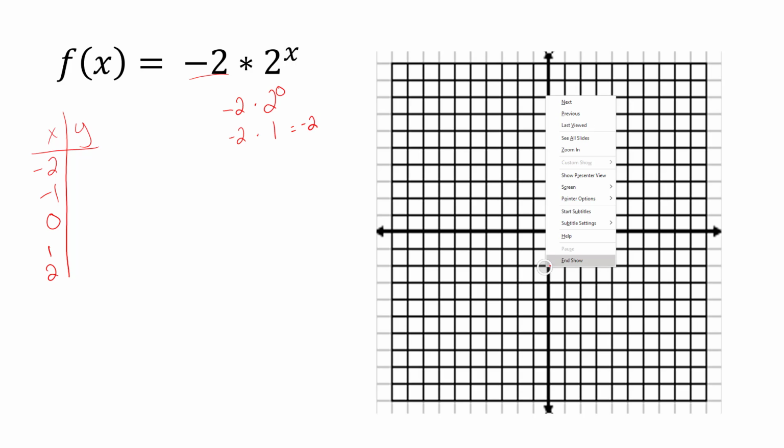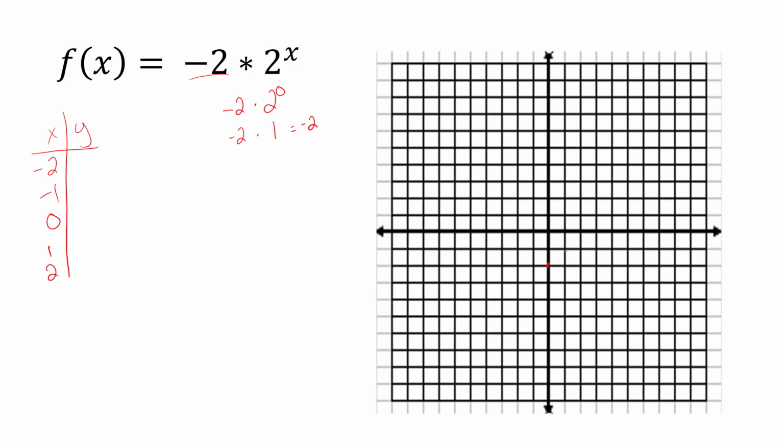Well, that's a little bit different. We've not really ended up with a y value that was below the x-axis. Let's keep going and see what happens next. All right, so now we want to plug in a 1. Negative 2 times 2 to the first power. Well, 2 to the first power is 2 times negative 2, which is equal to negative 4. So we go forward 1, we go down 4. That looks a little different too.